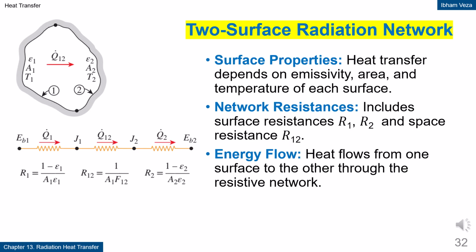Two-surface radiation network. For two surfaces, the radiation network becomes very simple and easy to visualize. The system consists of two surface resistances and one space resistance between them. Heat transfer flows from one surface to the other through this resistance network. The heat transfer rate is influenced by emissivity, area, temperature, and view factor. This model forms the basis for all multi-surface systems.